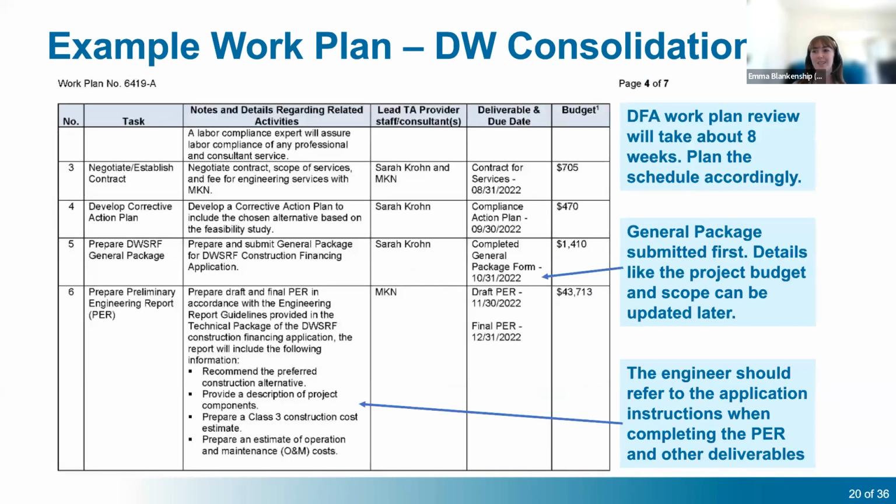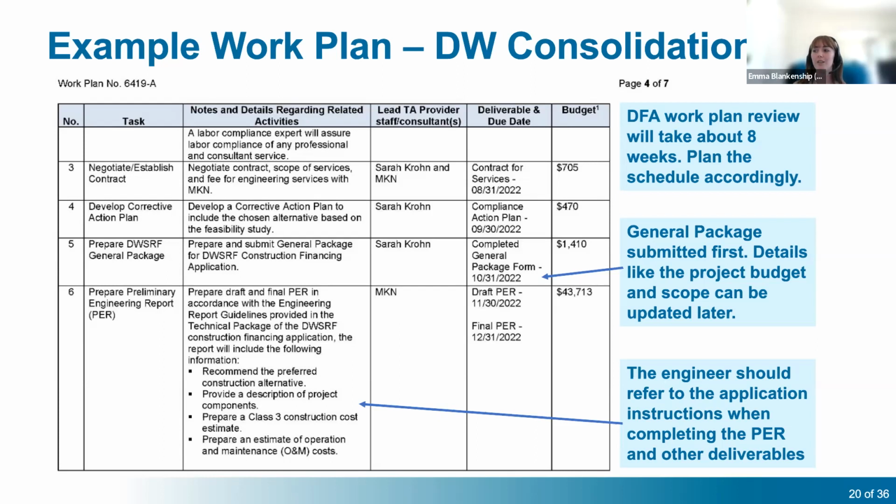Just a quick note on task 3. I think that's specific to RCAC, so you might not see that in other TA providers' work plans. Corrective action plan. That's an optional task for full planning projects, but in this case, it's just something that we added in here. It might be helpful to a water system if they have a compliance order.